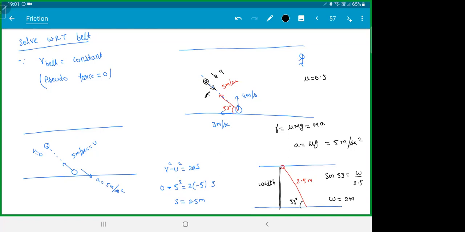Since the belt is going with a constant velocity, there will be no pseudo force, nothing. The belt will think the coin is going with 5 meters per second at an angle of 53 degrees. Friction will be opposite to, remember, friction will be opposite to relative velocity. Friction does not oppose motion. Friction opposes relative motion. Friction is opposite to relative velocity. So when you stop the belt, whatever velocity you get, the friction will be opposite to that.